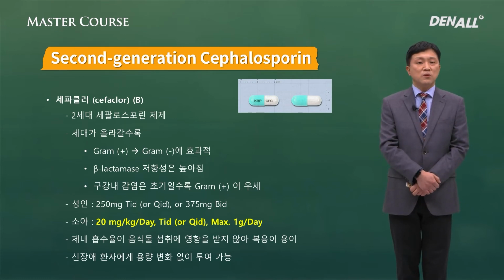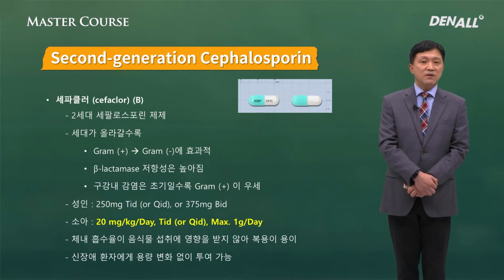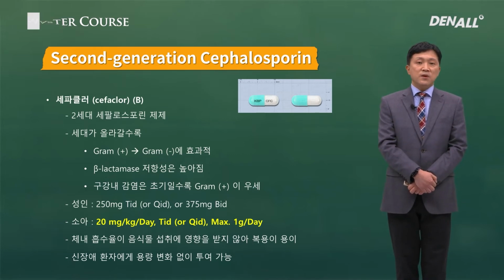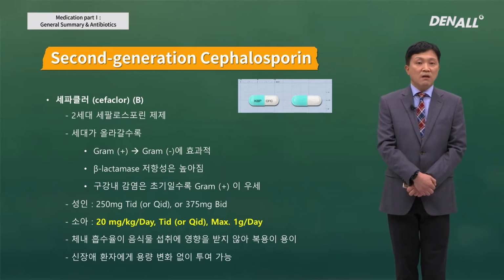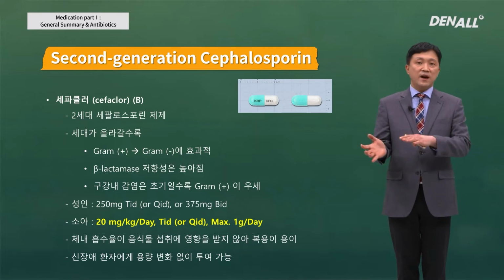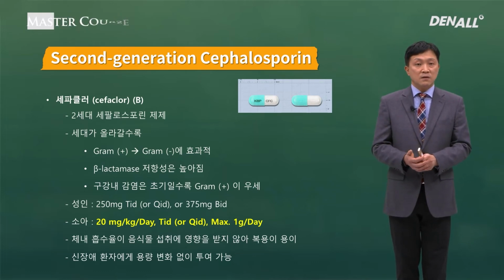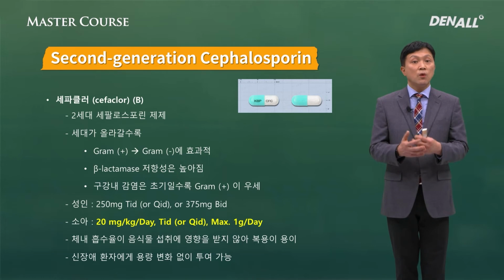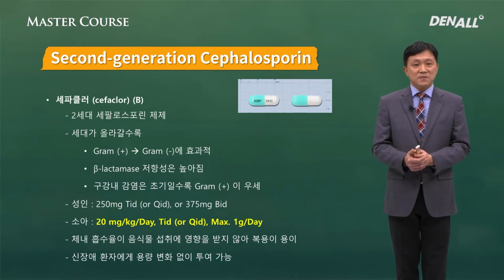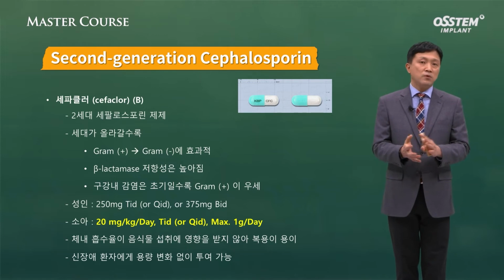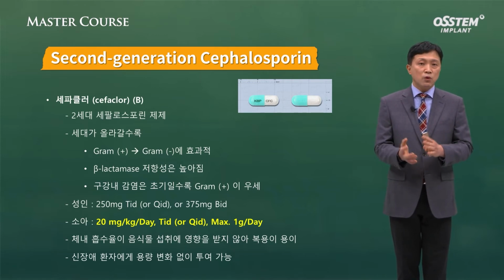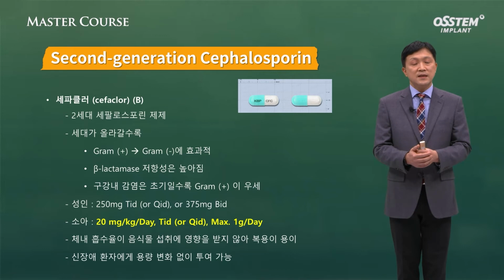We usually use the second generation cephalosporin. The second generation cephalosporin can be represented by Cefaclor, which is used quite a lot today. So it is more effective for gram-negative as the generation of the product goes up. In early oral infection, gram-positive is predominant, which does not require the use of the second-generation cephalosporin.